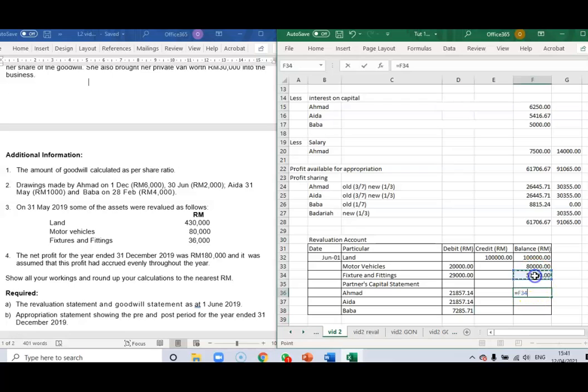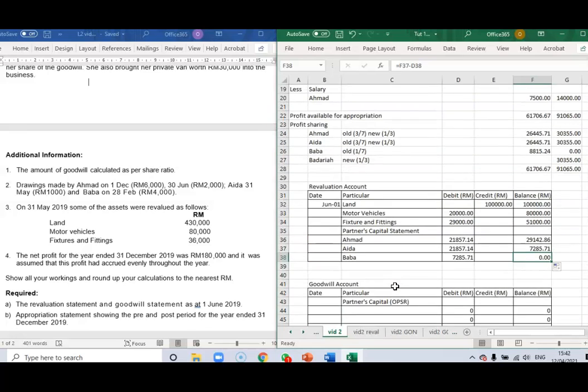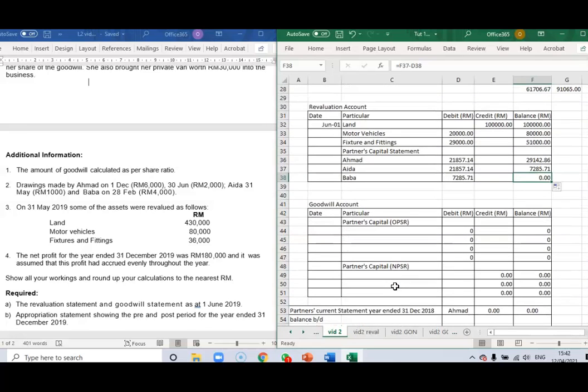So you can make sure that you have calculated it correctly, then the balance is 0. So your revaluation is already there. Okay, next is goodwill account.